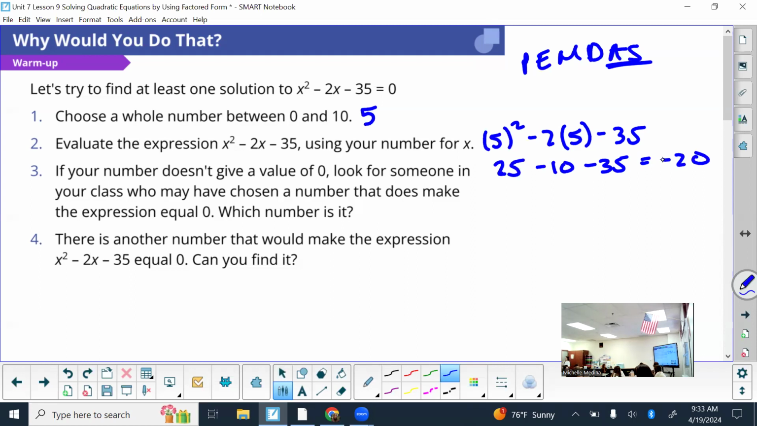If you chose a different number, then you should have a different answer when you plug in your number. Now, step 3 says, if your number doesn't give a value of 0, which this one doesn't, look for someone in your class who may have chosen a number that does make the expression equal to 0. Anyone think they found that number? Right, Frankie? 7. Anyone think it's a different number?